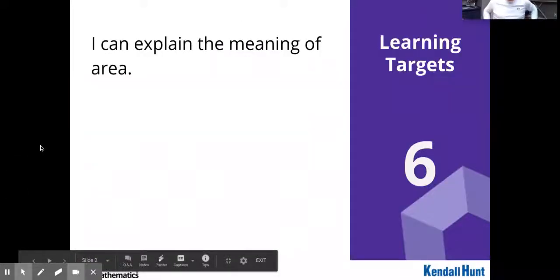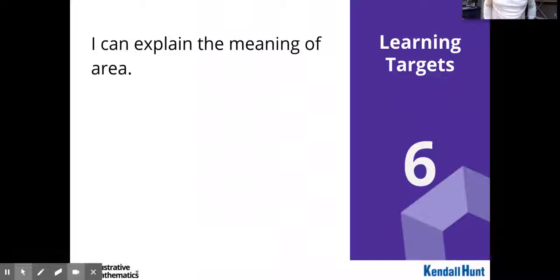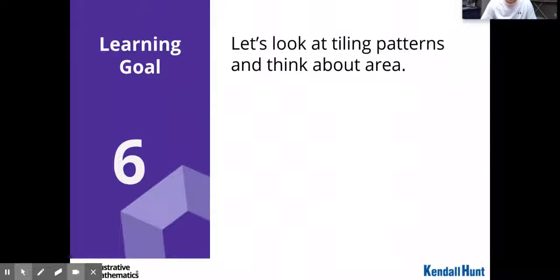All right, so today our learning target is we're going to try and explain the meaning of area, and we'll do that by looking at some tiling patterns.